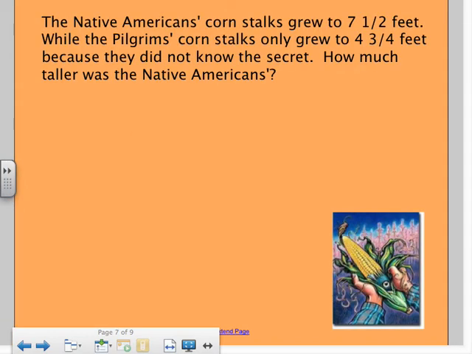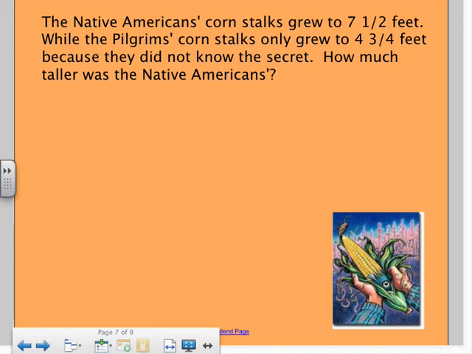All right, so let's practice some word problems. The Native Americans' corn stalks grew to 7.5 feet, while the Pilgrims' corn stalks only grew to 4 3/4 feet because they did not know the secret. How much taller was the Native Americans? All right, I want you to go ahead and hit pause, see if you can work this one out on your own, and then hit play to check your work. All right, so hopefully you figured out it's subtraction.